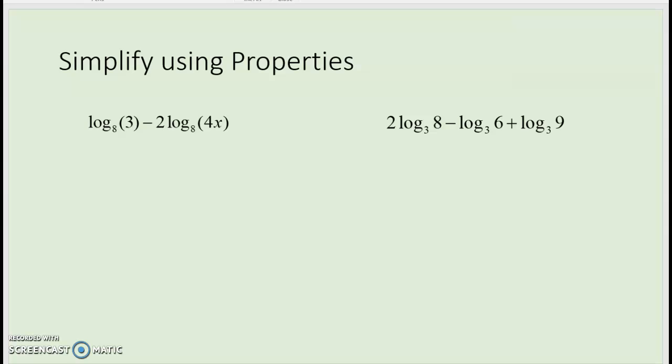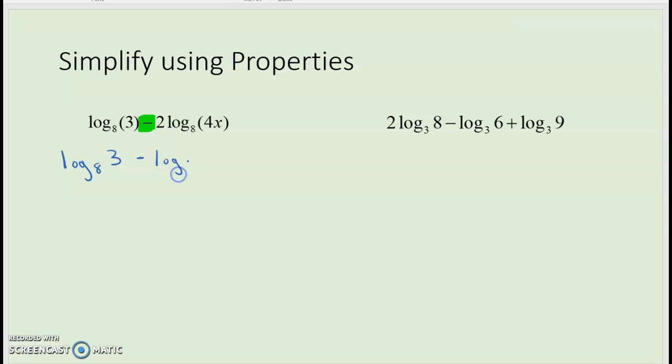Here is log base 8 of 3 minus 2 times the log base 8 of 4x. Okay, so we do have that subtraction in there. So we know there's going to be some type of division, but we've got to get rid of that 2 first. So we're going to bring that 2 in front of the log base 8 of 4x inside as an exponent. So I'm just going to bring down the first one, log base 8 of 3. And I'm going to leave the minus there. And I'm going to take the 2 in.